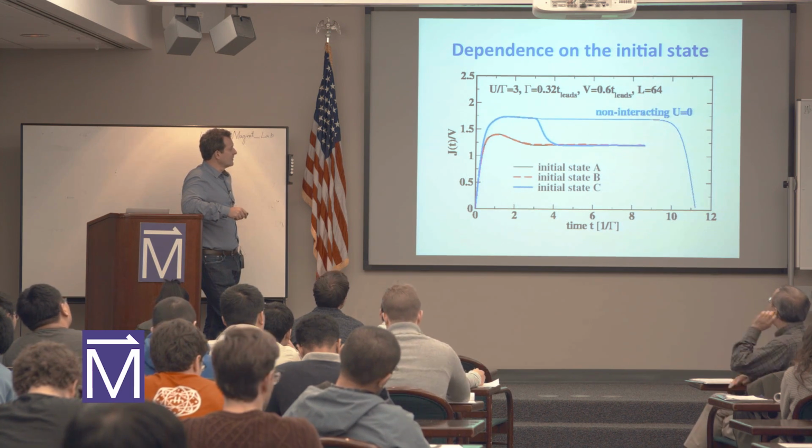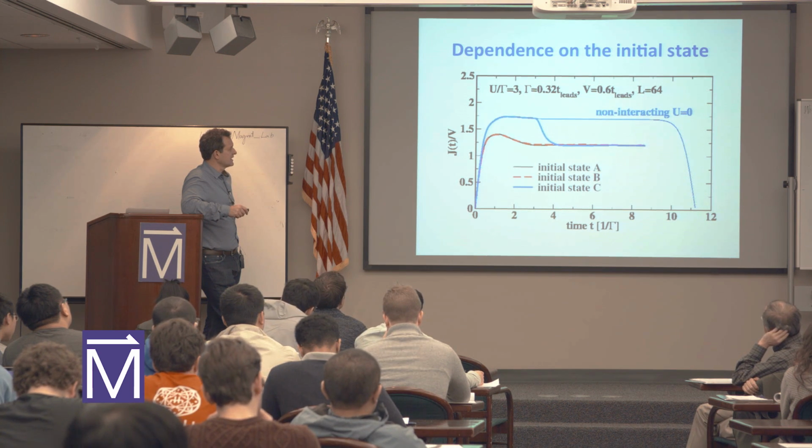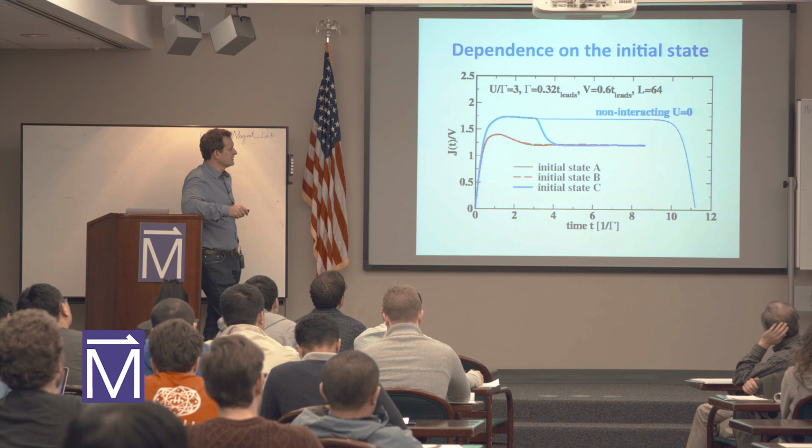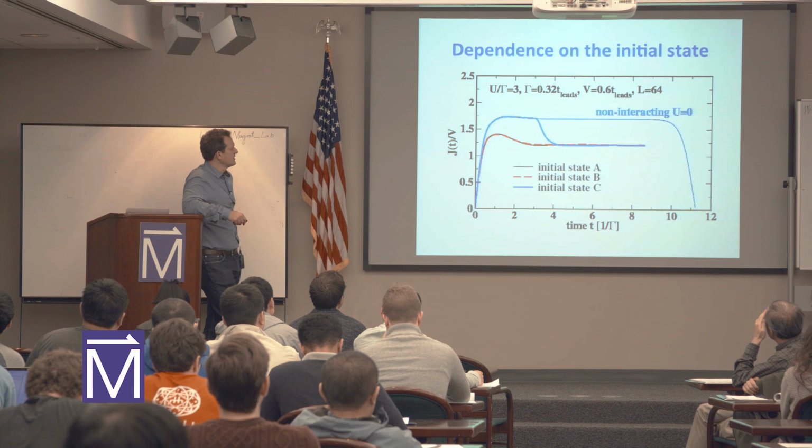The red one, as you see, the blue one corresponds to quenching the interaction. You know, this looks like non-interacting fermions. You turn on the interaction, and poof, it goes to the steady state for the interacting case.